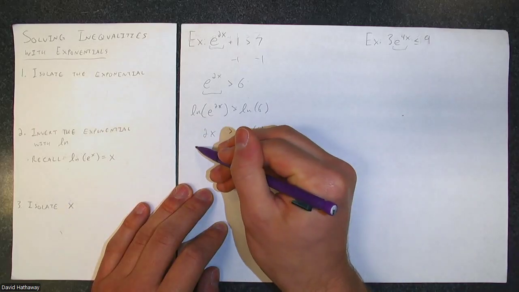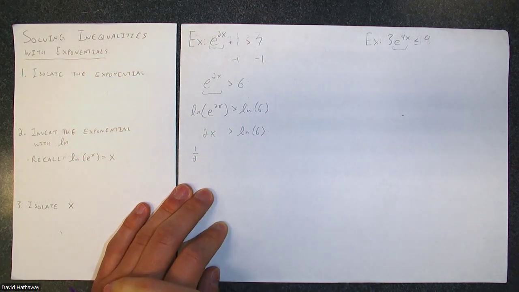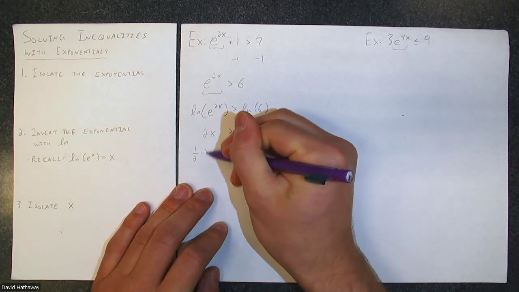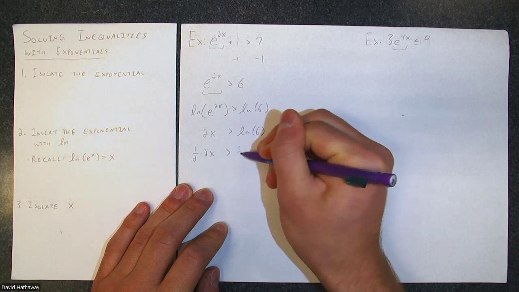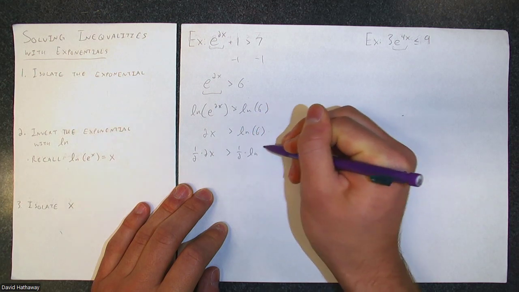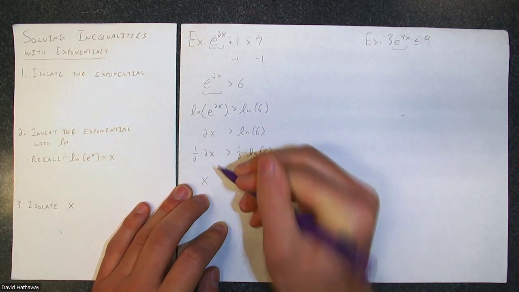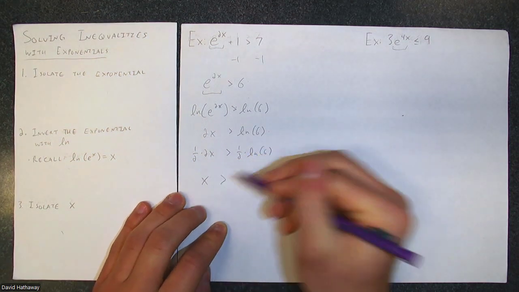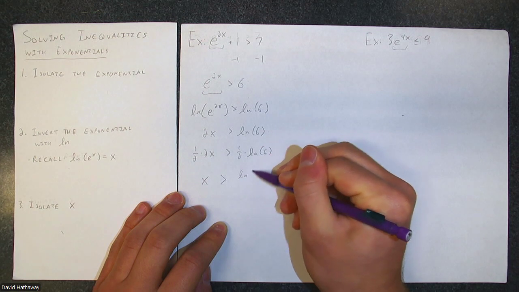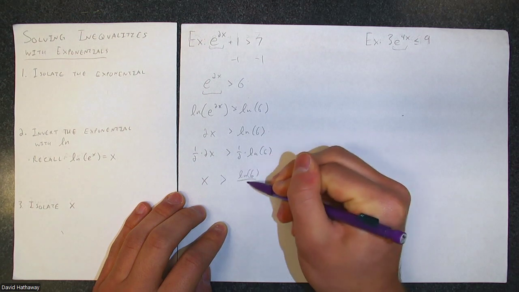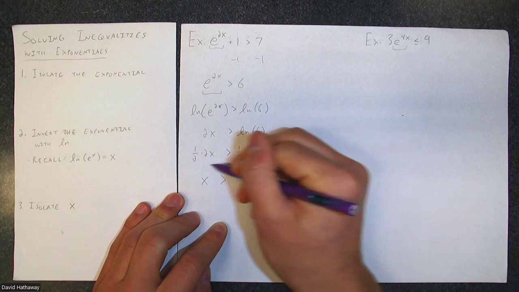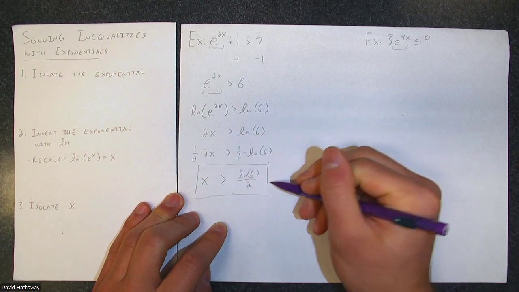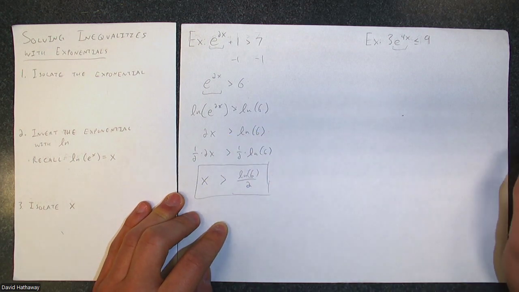So what do we need to do here? We need to multiply both sides by 1 over 2. This will then leave our equation with just x on the left, since that 1 over 2 and that 2 cancel out. And our right side becomes ln of 6 over 2. And here we have our final answer. x is greater than or equal to ln of 6 over 2.